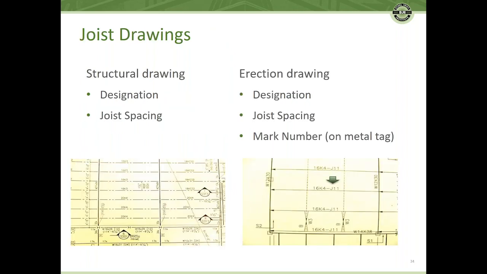So with regard to joist drawings, there's kind of a difference between the structural drawing and the erection drawing. There are some similarities. The joist designation will be noted, and the joist spacing will be noted. But the one thing that's on an erection plan that's really significant is the mark number, and that's found on the drawing. As you can see, this one is called J11, and then on the metal tag.